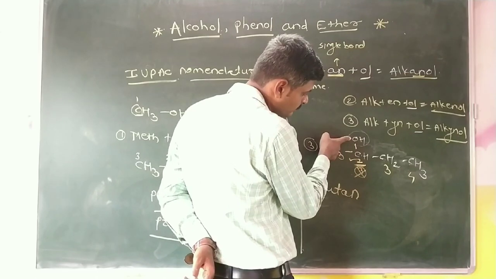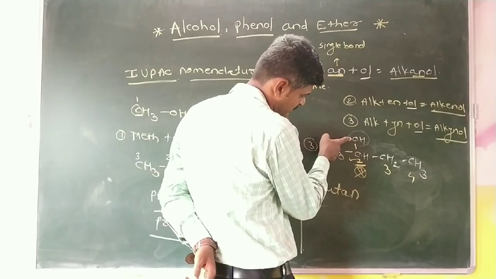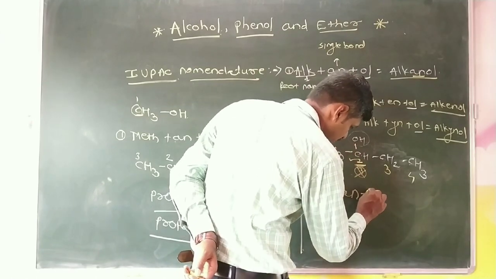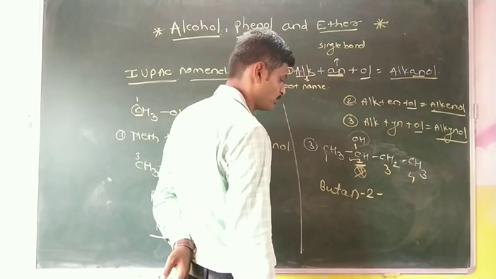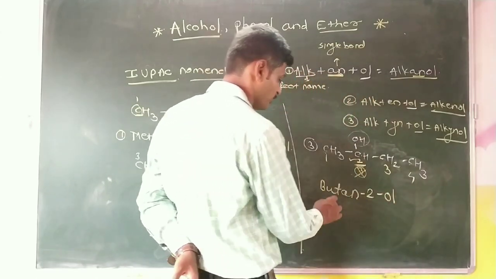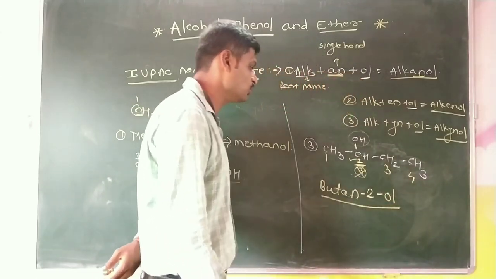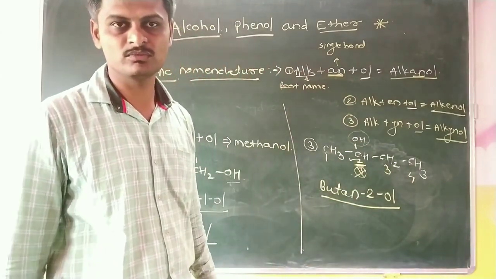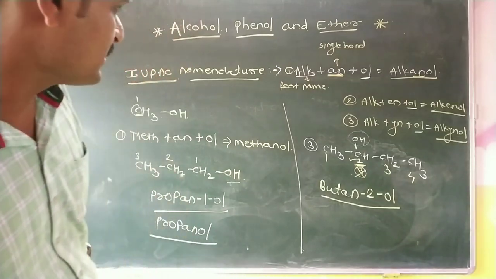After that, this "ol", that means this hydroxyl group, this alcohol functional group, is attached to the second carbon atom. Therefore, this 2 represents the second carbon atom, and after that we write the "ol" here. Therefore, butan-2-ol. It is the IUPAC nomenclature of this compound. Okay. The next example.